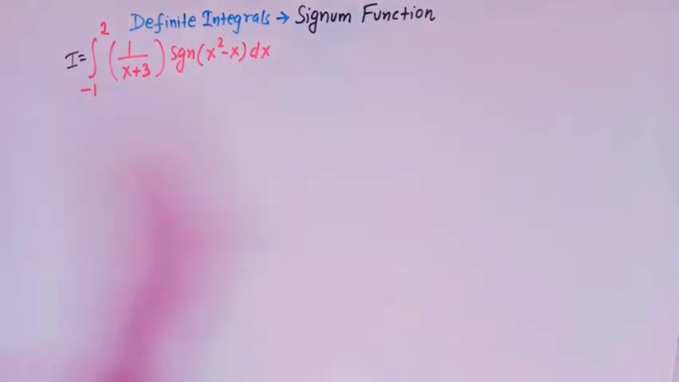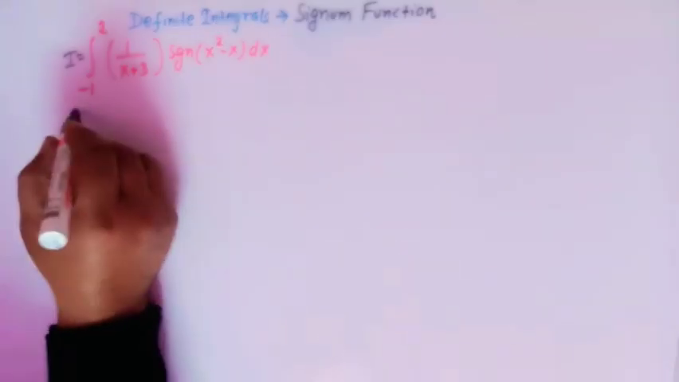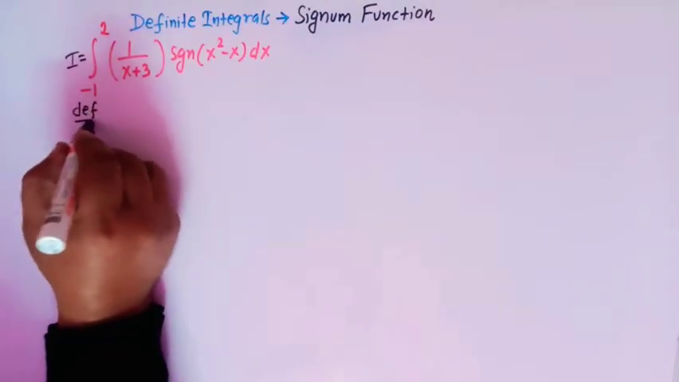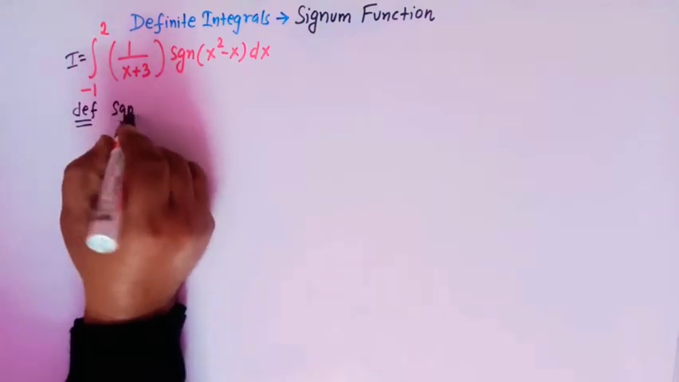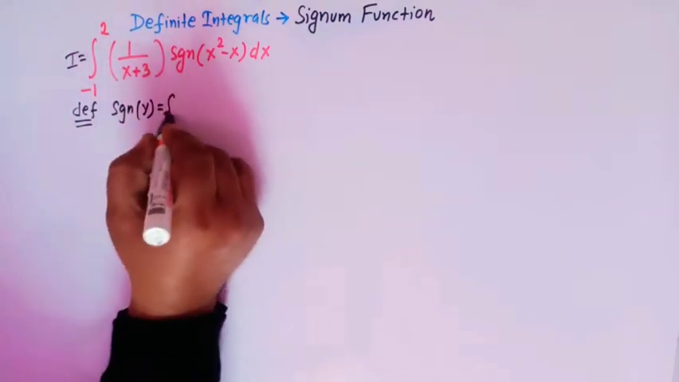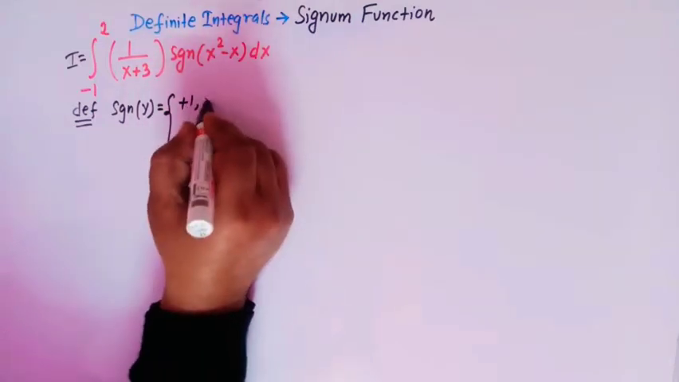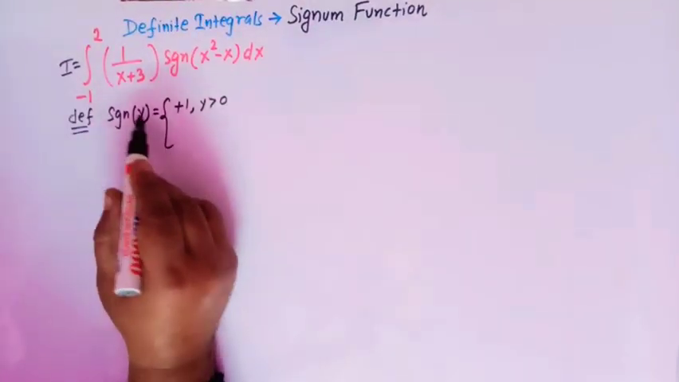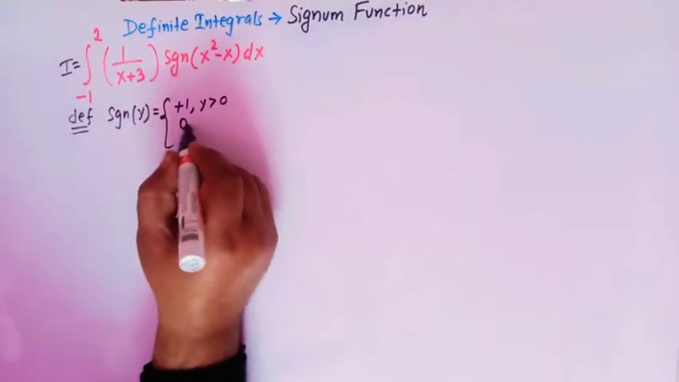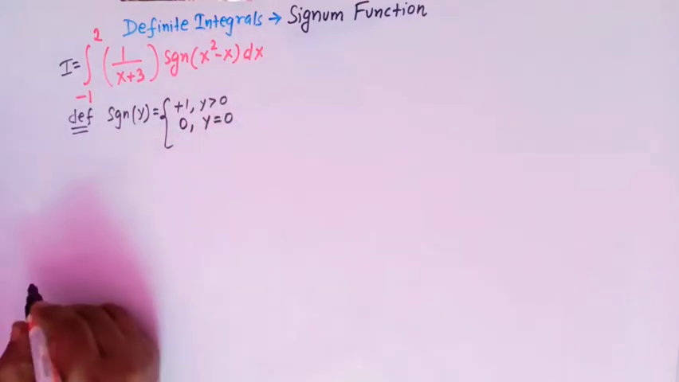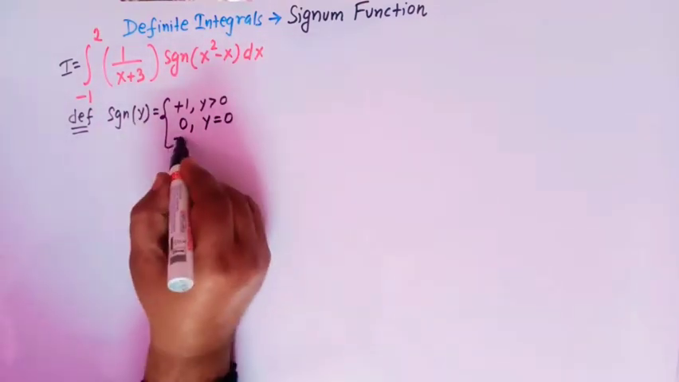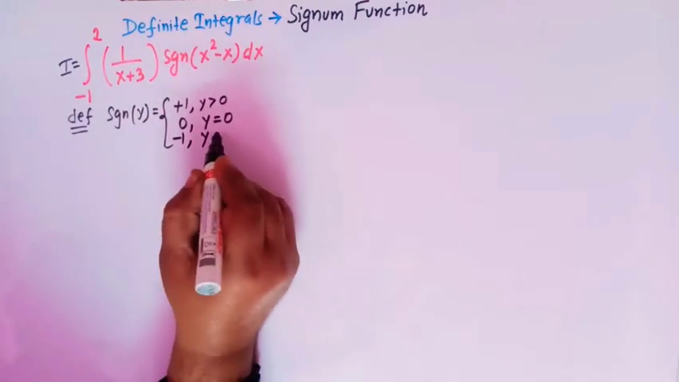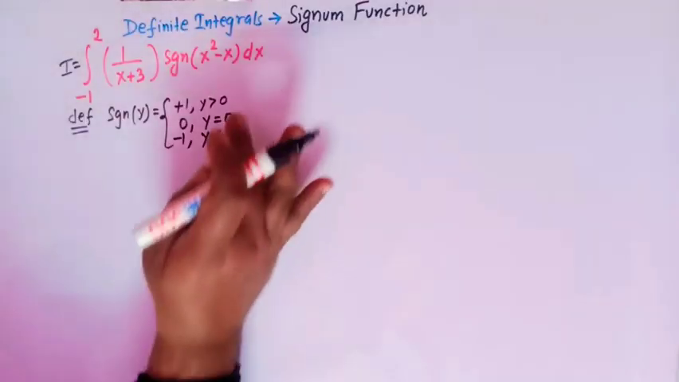From the definition of the signum function, we know that signum of y is equal to plus 1 whenever y is greater than 0, and signum of y is equal to 0 whenever y is equal to 0, and signum of y is equal to minus 1 whenever y is less than 0. So this is the standard definition of the signum function.